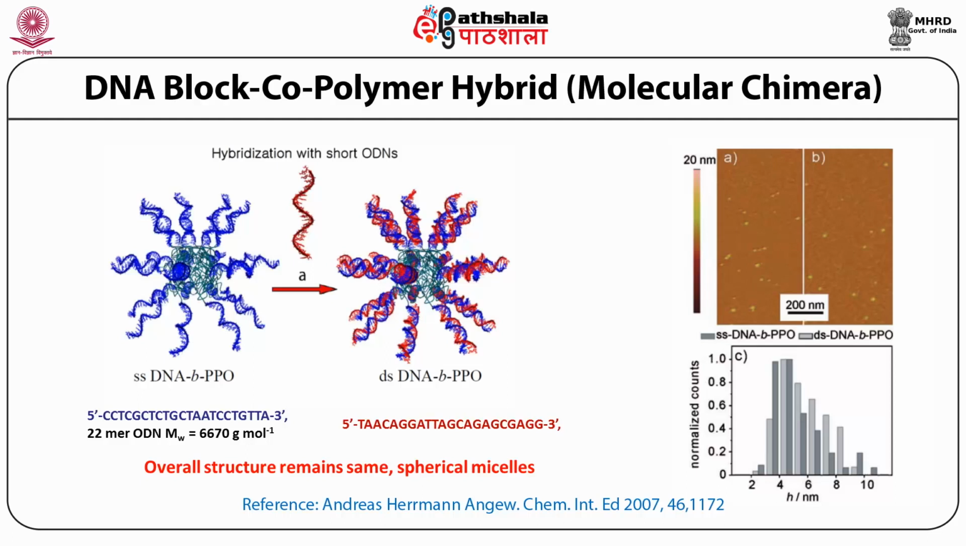If you look at the AFM images for A and B, A stands for before hybridization with this complementary strand, and B after. More or less the structures are spherical in nature, and there is not much difference in terms of height. It only goes from 5.2 nanometer to 5.8 nanometer on hybridization. They stay in spherical micelle form.